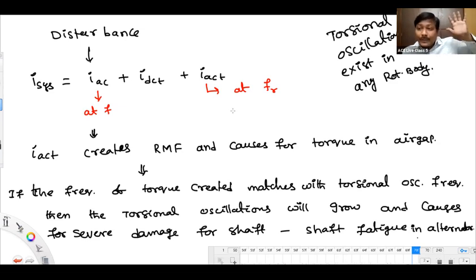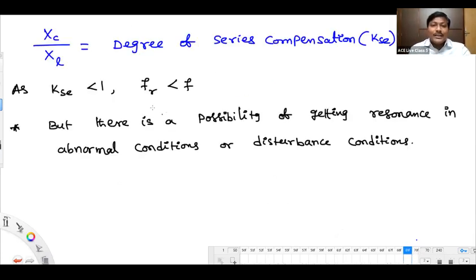For the first time, long back, after they kept the series capacitor, nearby generator shafts were damaged. Then they had a question: why were these shafts damaged after keeping the series capacitor? Then they analyzed it and introduced a term called sub-synchronous resonance in the system. Because the resonant frequency is less than the actual frequency of the system, this type of resonance we name sub-synchronous resonance in the system.